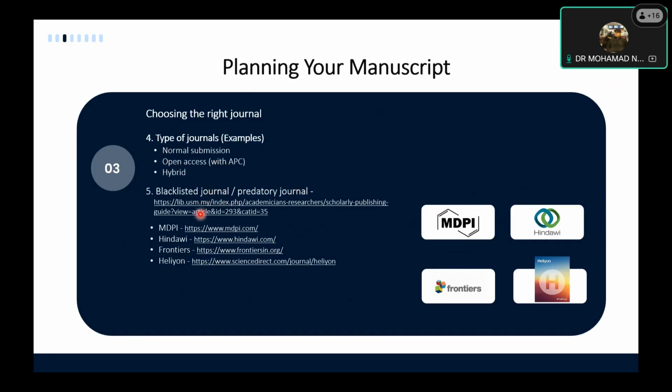Please be aware that there are several blacklisted or predatory journals in the world. USM has given a warning to all academicians not to publish in MDPI, so there is no MDPI now. Hindawi, okay, Hindawi. Frontiers, we are lucky we have only one paper in Frontiers, by Sarah, and also Heliyon. Heliyon has recently come under monitoring by our ministry. So we are lucky, early this year we have only one publication.